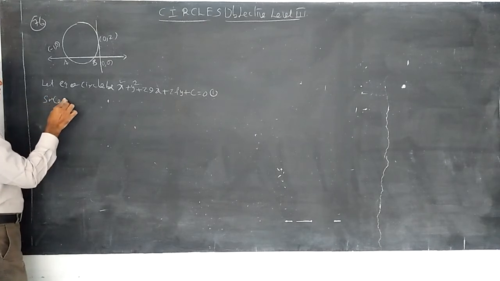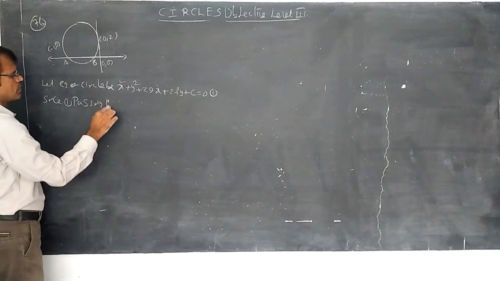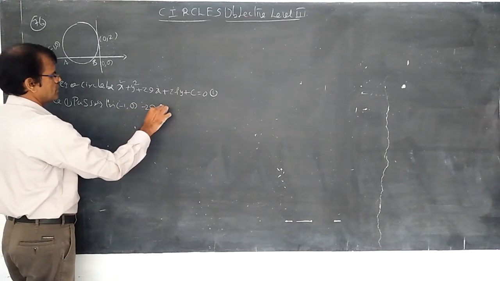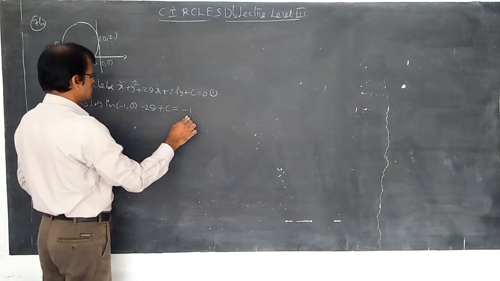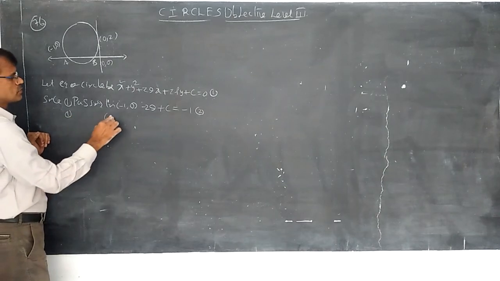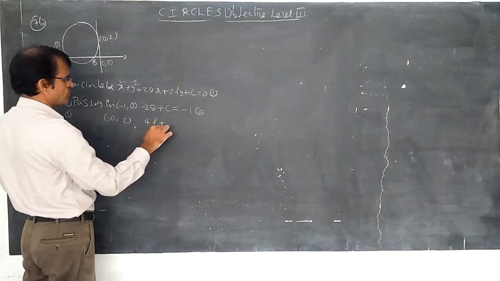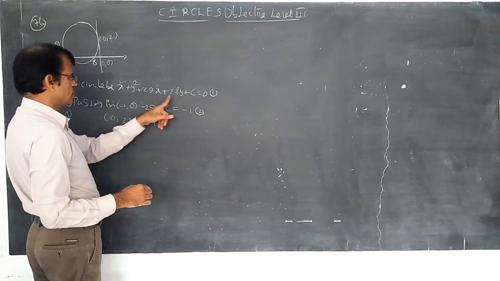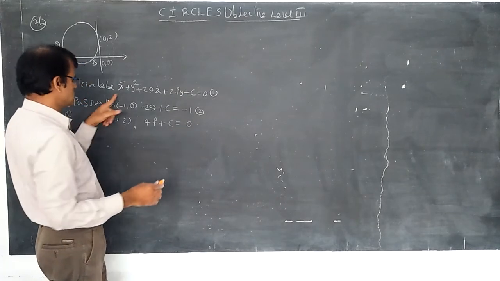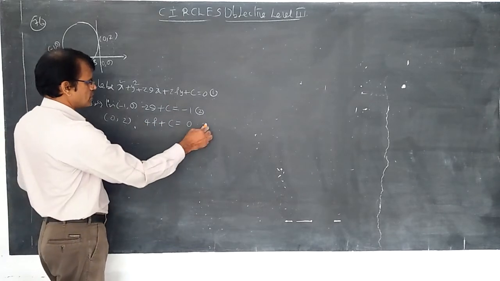Since it is passing through (-1, 0), you substitute the value. You will be getting minus 2g plus c equal to minus 1. Let it be the second equation. And again, it is passing through (0, 2). Substitute the value (0, 2) here. You can write 0 plus 4 plus 0 plus 4f plus c is equal to 0. Let it be the third equation.